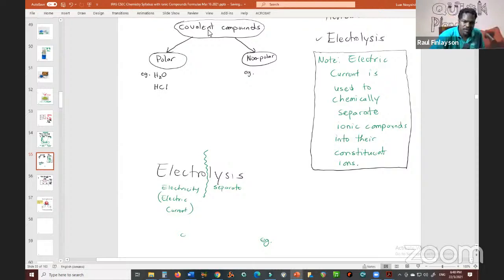It's a covalent bond. However, chlorine pulls electrons more. In fact, chlorine and oxygen pull electrons in a similar way. Right? So that type of thing.